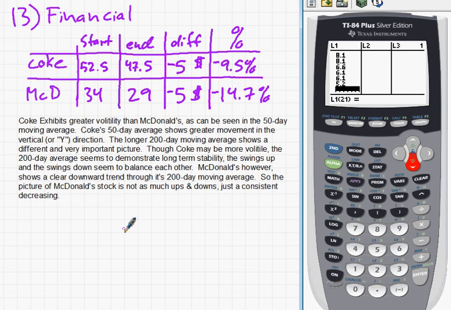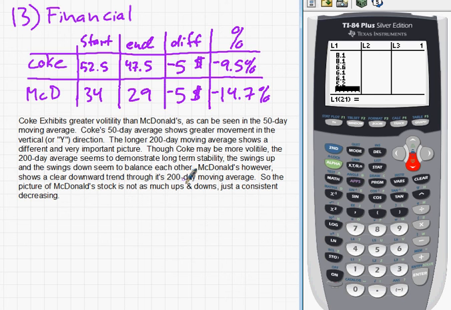Coke exhibits greater volatility than McDonald's, as can be seen in the 50-day moving average. Right? Coke's 50-day moving average just shows much more swings up and down. Right? But the longer 200-day average shows a different picture. It might be more volatile, but you can actually see that the longer average, the 200-day average, seems to smooth out quite a bit, which means that the swings up and the swings down balance each other. Right, so over the long term, it's going to be about the same at the end as the beginning, which is, I suppose, perhaps why we have a smaller percentage.